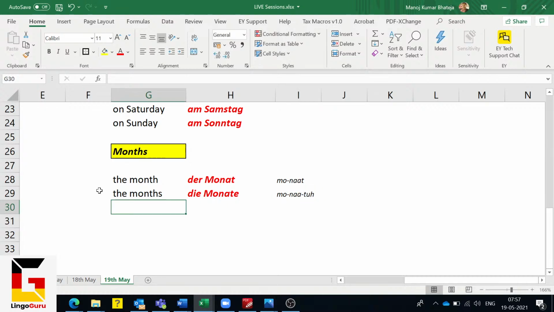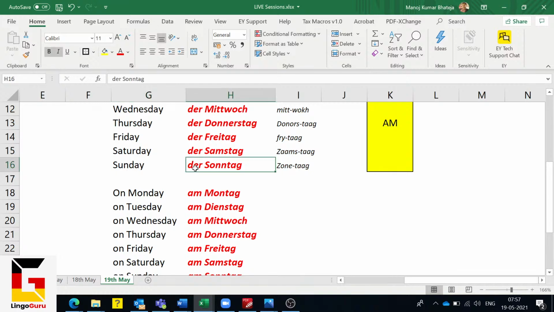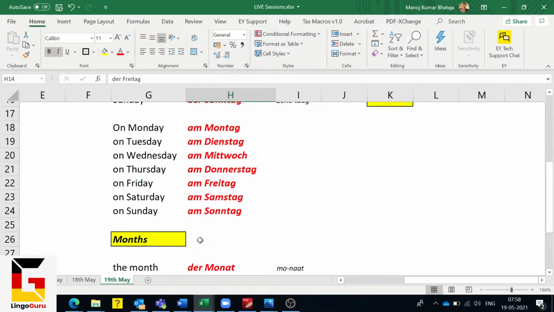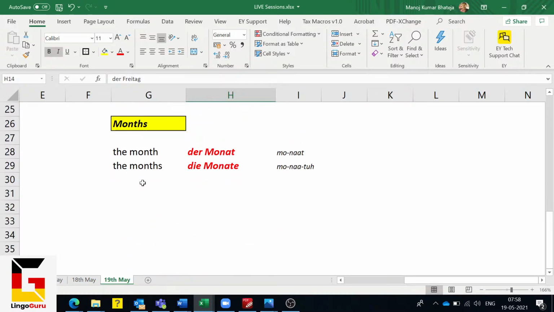I requested again. What's the difference there? Okay, so 'am' is referring to 'the' and makes it 'on'. So it is the Thursday, on Thursday. There is an article, and 'am' is the preposition 'on'. You will be learning about 'am' and 'der' going forward. So der Freitag is the Friday, am Freitag is on Friday. That's the difference between der and am. I hope I answered your question, BP.